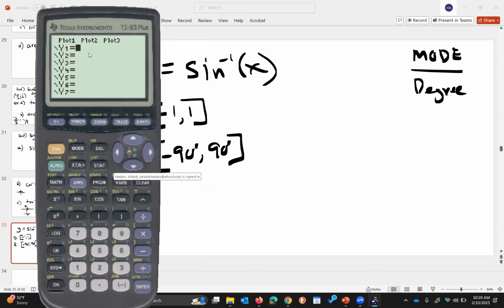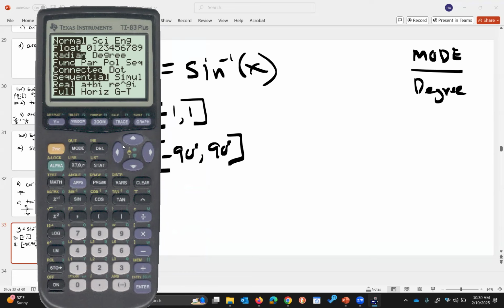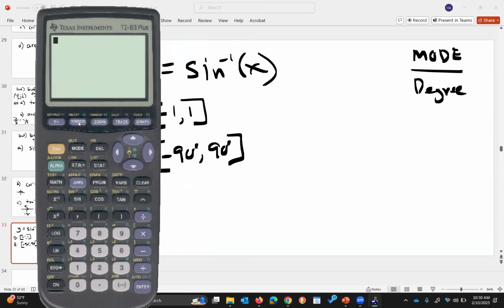So let's go. Y equals. Make sure that everything's gone here. You need to erase it if you need to erase. And then we're going to go to second function sine of x. But now I got to go back to mode here. Make sure we are in degree mode. There's that. And then now let's go to window.